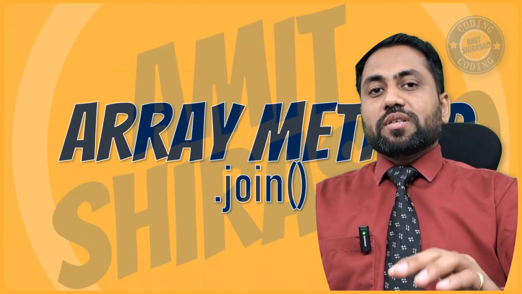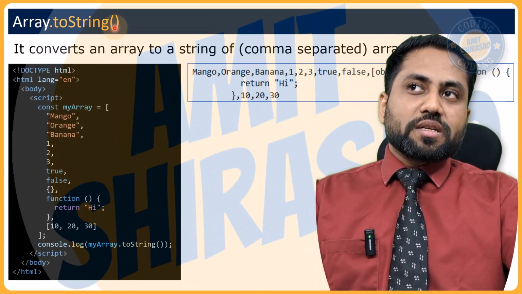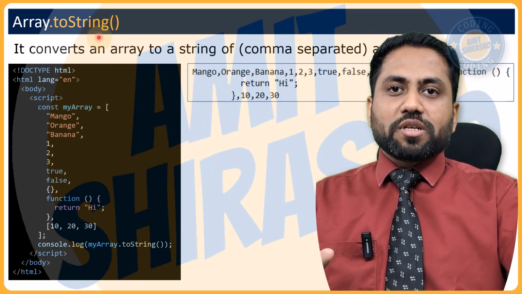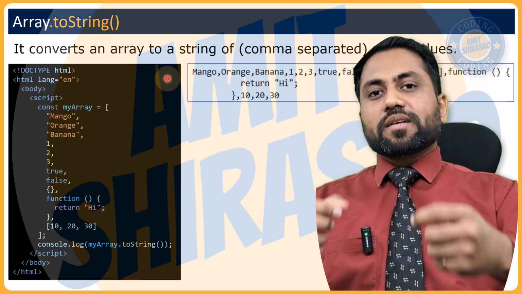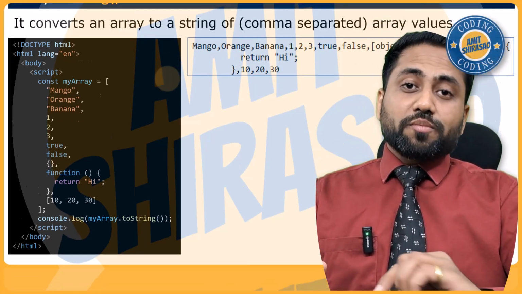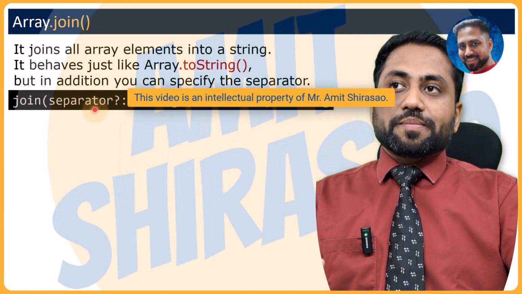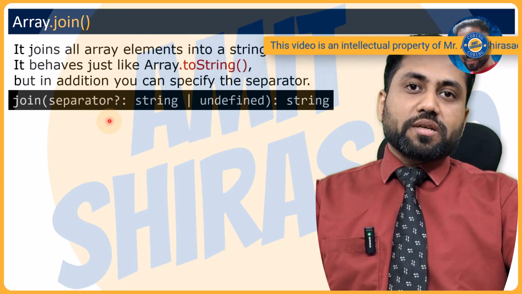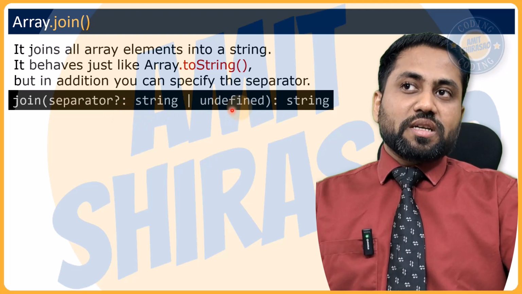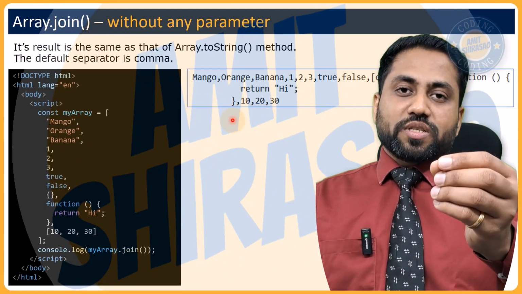Now if you want to use a different separator, then you cannot use the toString method. Even if you give a separator here, it will always separate using comma. This is the way toString works. But if you want to give a dedicated, different separator, then you should be using the dot join method. So what dot join will do is it will take a separator. Okay, it's an optional thing. If you give it, it will take that separator. But if you don't give it, so if it is undefined, then it will separate using comma.